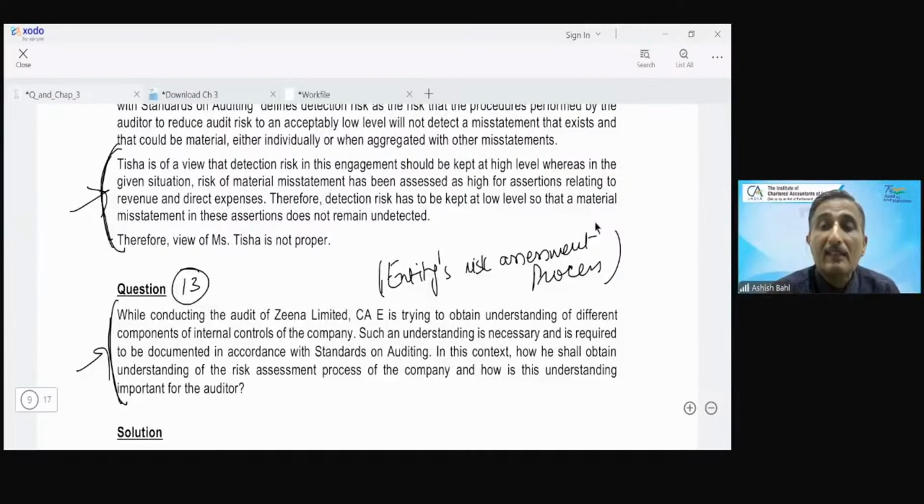In this context, how he shall obtain understanding of the risk assessment process of the company, and how is this understanding important to the auditor? Now there are two parts. One part is how he is going to obtain the understanding of the company's risk assessment process, and how this understanding is beneficial to him as an auditor. Now, how would you attempt this? It is there in your module.